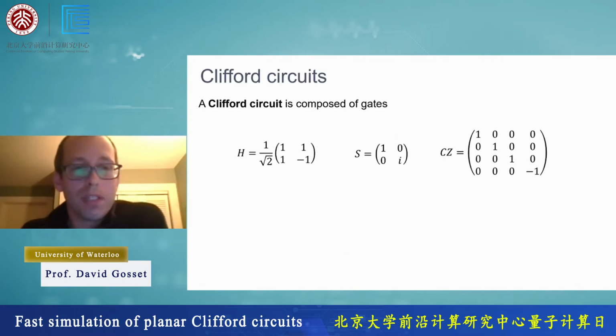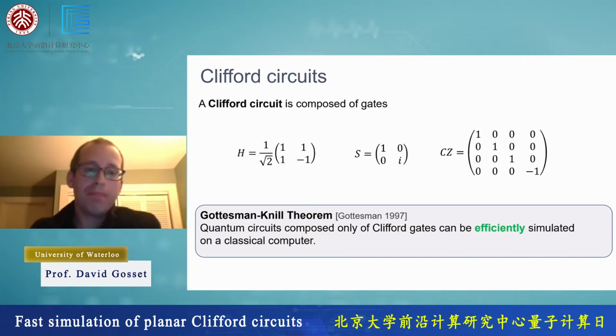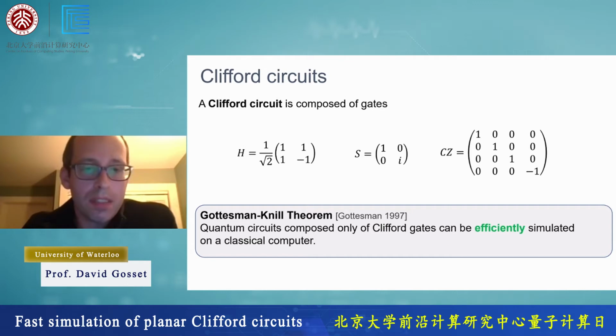So what is a Clifford circuit? Many of you may have seen this before, but I'm going to describe it a little bit on this slide. A Clifford circuit is composed of gates from the set Hadamard, single qubit phase gate, and controlled Z gate, say. And it's been known for a long time, the Gottesman-Knell theorem, which appeared in Gottesman's 1997 work and is attributed to Gottesman and Knill, showed that quantum circuits that are composed only of Clifford gates can be simulated in polynomial time on a classical computer.